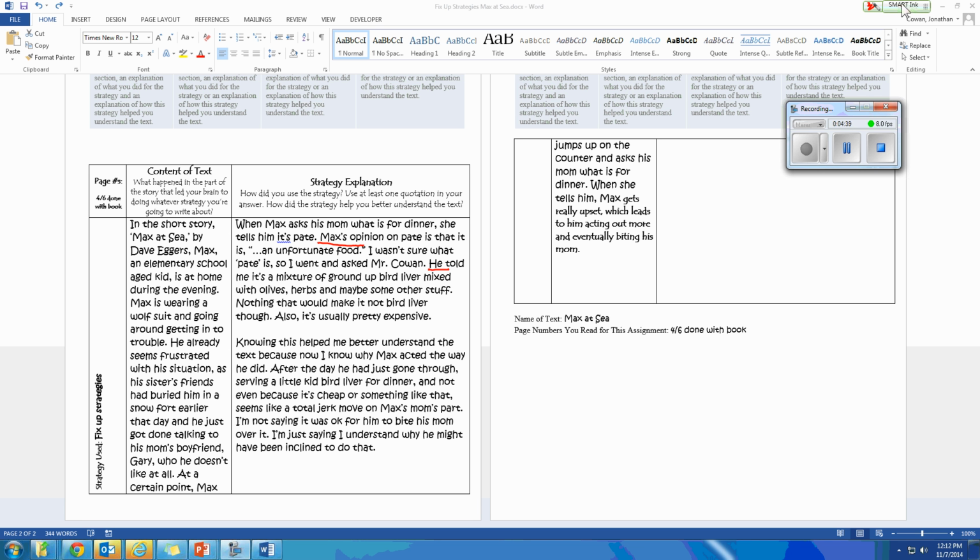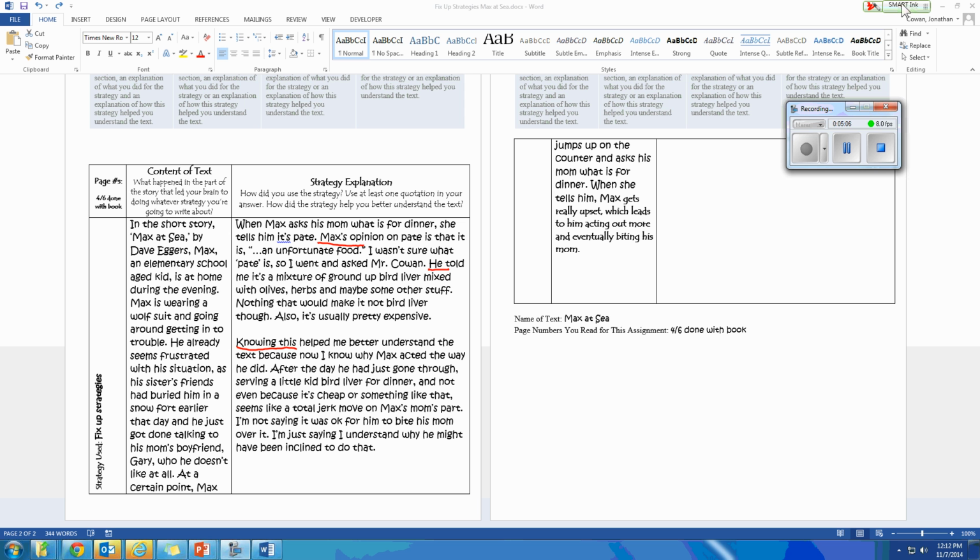Well, before, I knew that Max didn't like it. But knowing this reveals another layer of what's going on in the text. Now I understand it in a deeper way. Here's why. Knowing this helped me better understand the text because now I know why Max acted the way he did. After the day he had just gone through, serving a little kid bird liver for dinner, and not even because it's cheap or something like that, seems like a total jerk move on Max's mom's part.